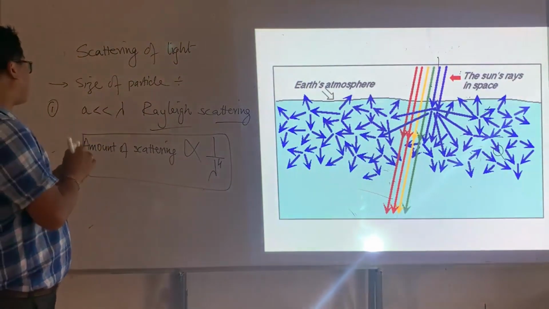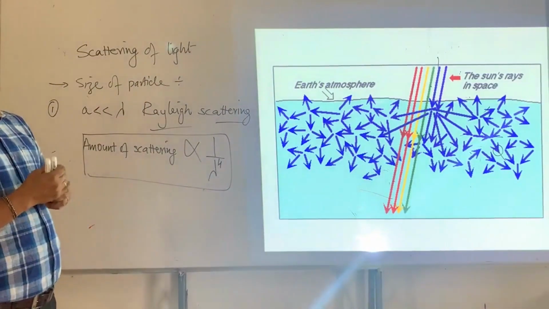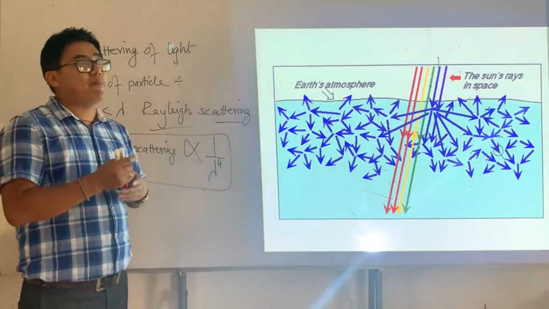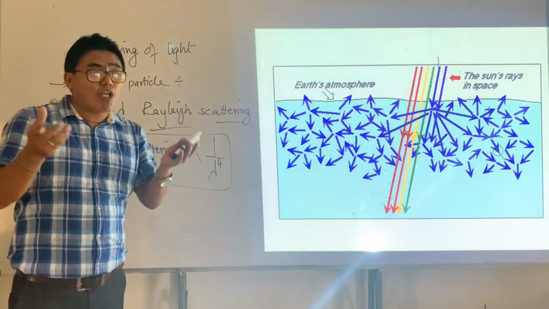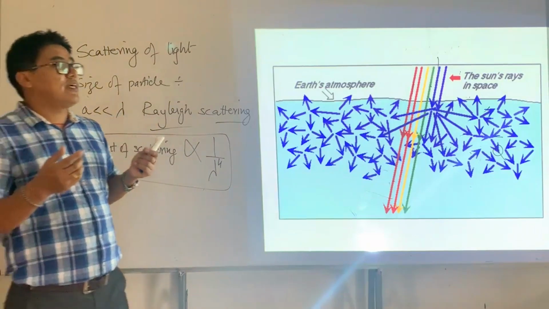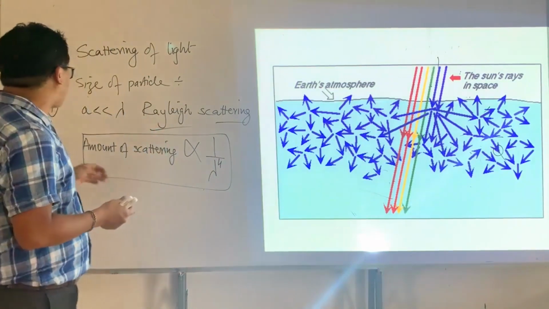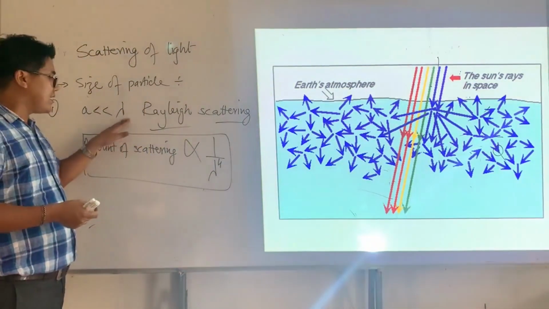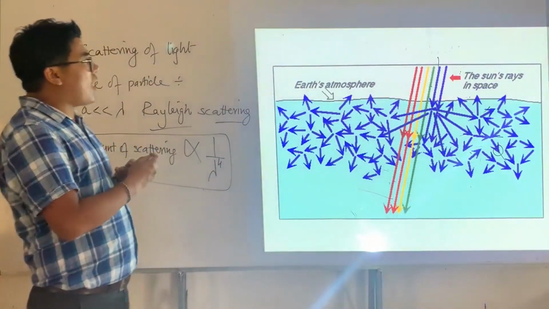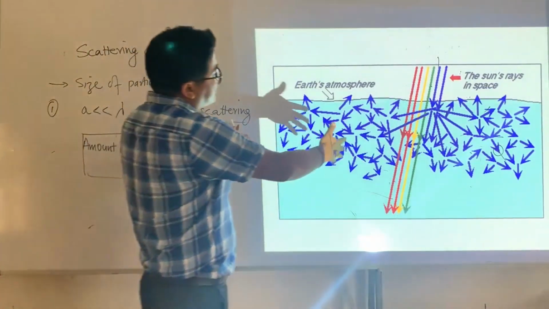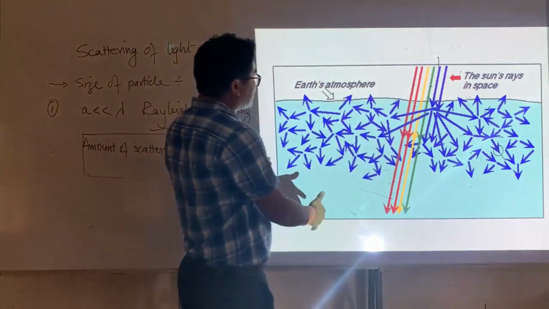And then I would say that a is very, very small compared to lambda. That means the atmospheric molecules, that is oxygen molecules and nitrogen molecules, are very, very small compared to the wavelength of light. Therefore, Rayleigh scattering takes place. So I say this is the atmosphere, and this is the sunlight. Sunlight enters through our atmosphere.